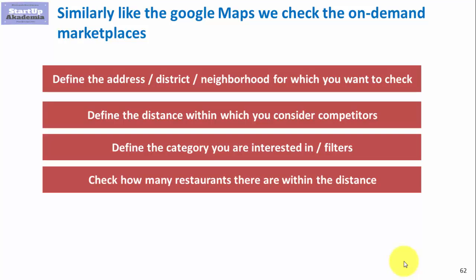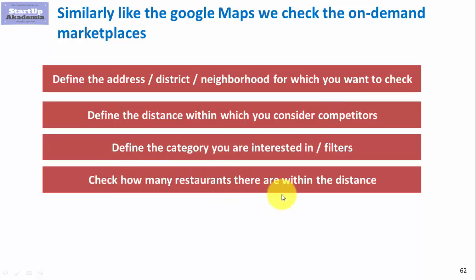You can use a very similar logic to the one we used for Google Maps. So you basically have to, first of all, describe your district, area, or neighborhood you would be looking at. Then who is the competition for you? So what is the catchment area? Also the categories that you would be interested in, not only the one you would like to build, but also the ones that this concept competes with. And then you can check how many restaurants there are within the distance.